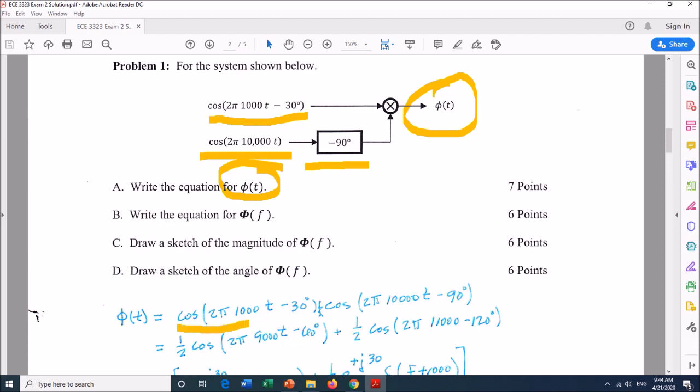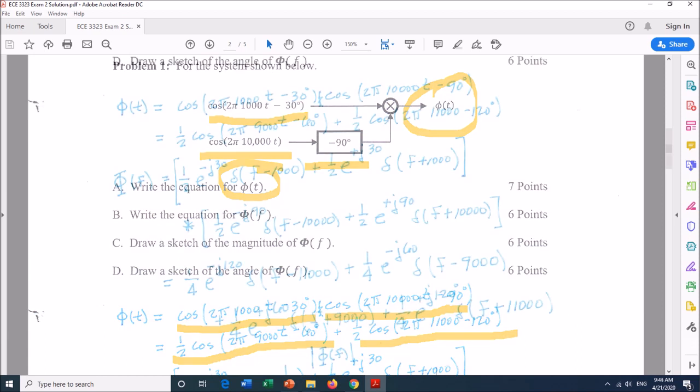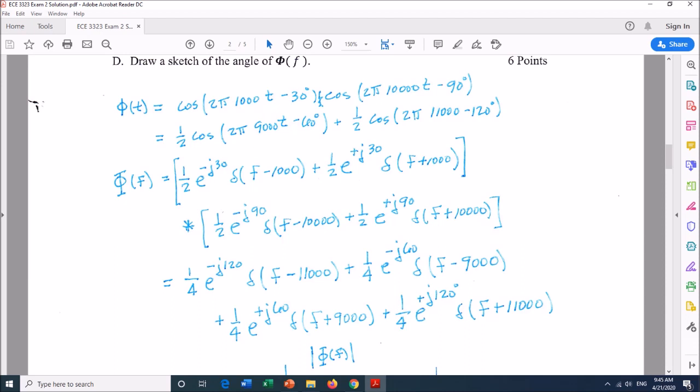We have cosine 2 pi 1000t minus 30 degrees times cosine 2 pi 10,000t minus 90 degrees. You can then apply the trig identity if you wish, and we would have 1/2 times the cosine of the sum of the angles. Well, I'm sorry, that looks like the difference of the angles. This is 1/2 cosine of the difference of the angles plus 1/2 the cosine of the sum of the angles. Okay. The next part of the question asks for the Fourier transform of this time function.